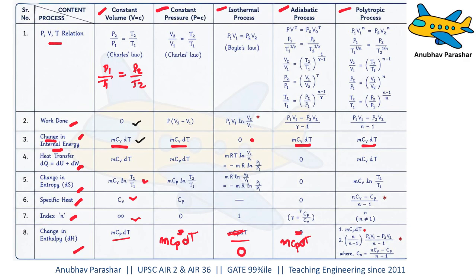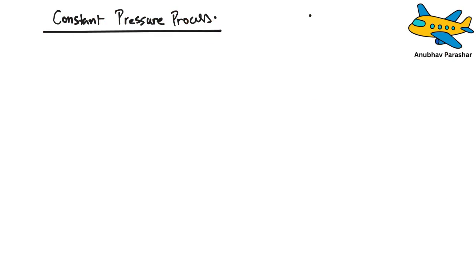Similarly, let us try it for constant pressure process, and we will try everything fast so that we can just finish up this lecture in just another 10-15 minutes. So having understood the constant volume process, let us try to understand the constant pressure process. It is also known as isobaric process, right?